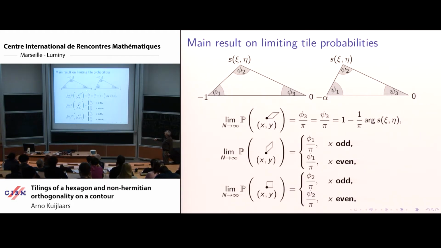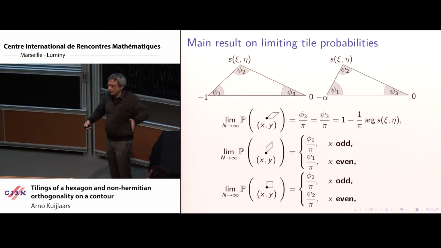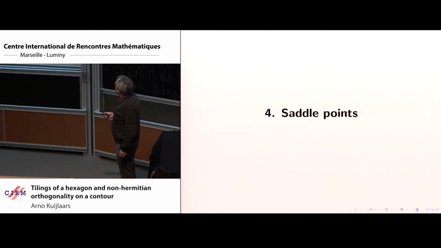So this angle, of course, is the same here at 0. That corresponds to the probability to have a tile of this form at a certain location. That will have a limit, which is related to the argument of this saddle point. For the other two tiles, the angles are different with alpha or not. And then we have different limits depending on whether x goes to even numbers or odd numbers. Right? So this is sort of a neat way to describe these tiling probabilities.